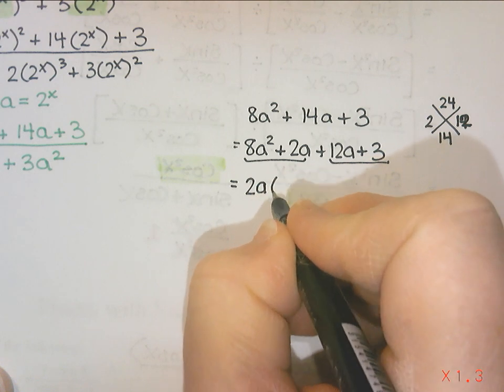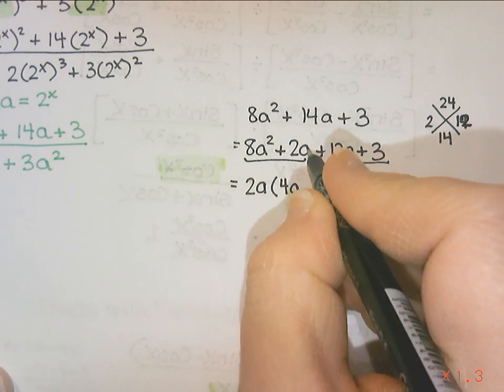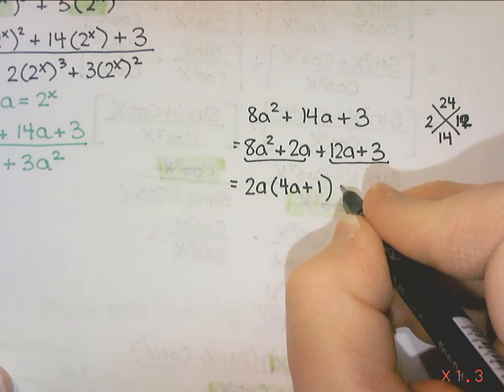So 8a squared divided by 2a is 4a. And 2a divided by 2a is 1. So I get 4a plus 1.